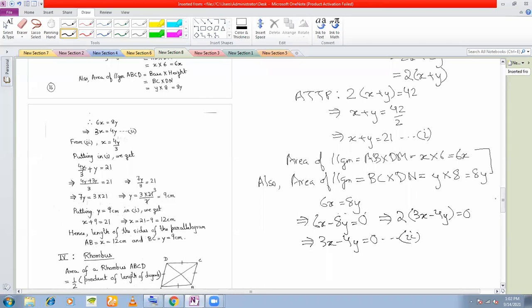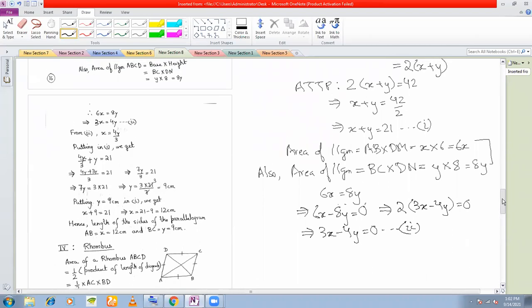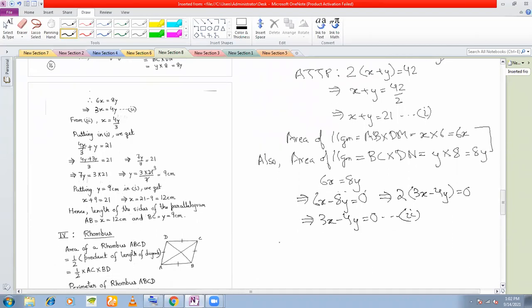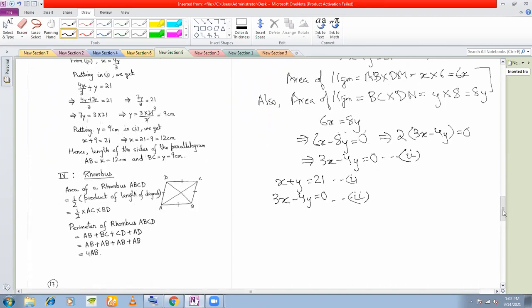Now we want to solve these two equations. Okay, I have solved this by the substitution method. Let's solve this now by the elimination method. Okay, write the two equations. x plus y is equal to 21. 3x minus 4y is equal to 0. I want to solve these two equations by the elimination method. Let's say I want to eliminate x. That means the coefficient of x here is 3. Coefficient of x here is 1. So I multiply this equation by 3 and I multiply this equation by 1. So what do I get? 3x plus 3y is equal to 63.